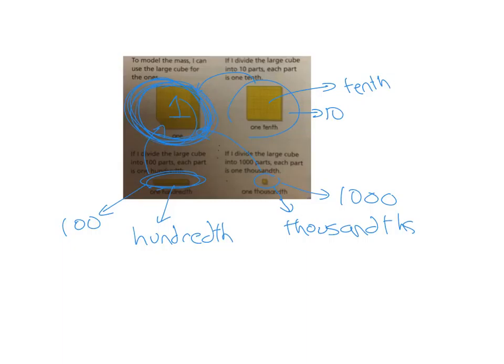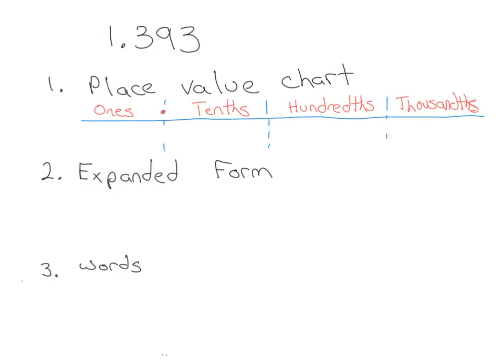So let's go now to another example. The next example we have here is a value where we have a 1, a decimal, a 3, 9, 3. Let's model this a few different ways. The first way that we can model it is using something we call a place value chart. In this case, we're going to write down what number goes with each one. In the ones value, that's the number before the decimal place, we have a 1.